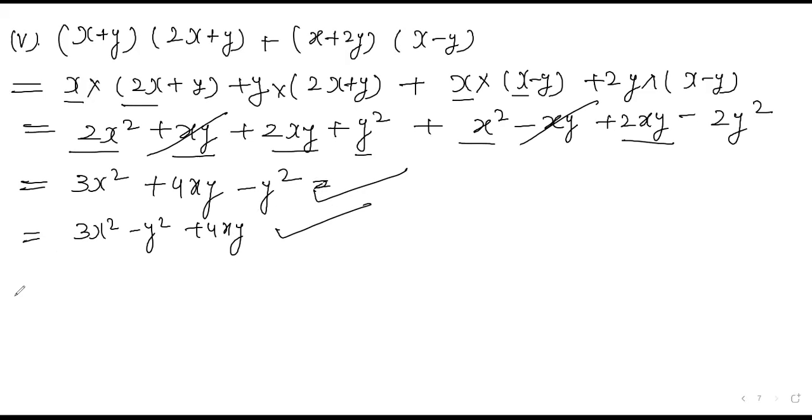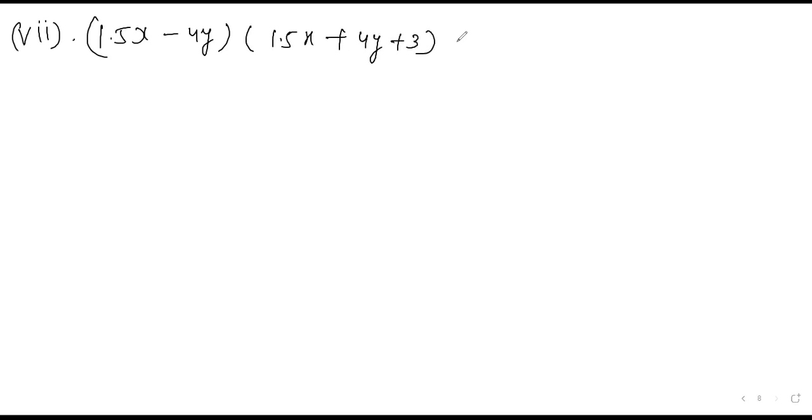The sixth part is easy. You will do it yourself. I am moving to the seventh part. 1.5x minus 4y, 1.5x plus 4y plus 3, minus 4.5x plus 12y. So we need to solve this one on a priority basis. We have to keep this one the same, copy it.